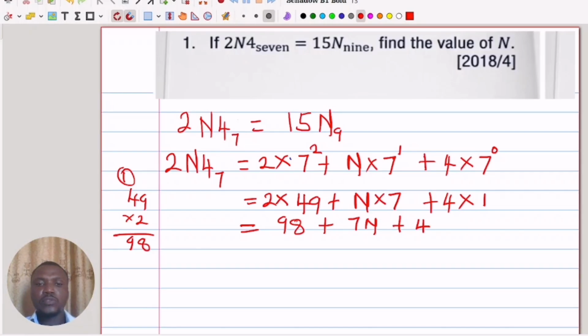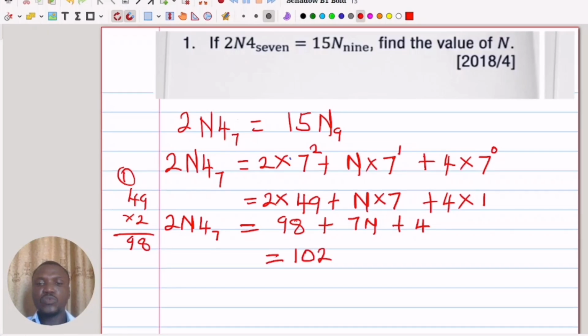So 2n4 base 7 in base 10 gives us 98 plus 7n plus 4. I believe you can add your 98 and 4 together. If you add 98 and 4 together, it will give us 102 plus 7n. What I did was add the 98 with the 4, leaving the variable and 102. So we've converted 2n4 base 7 to base 10.